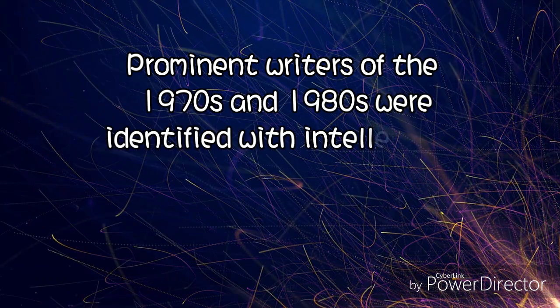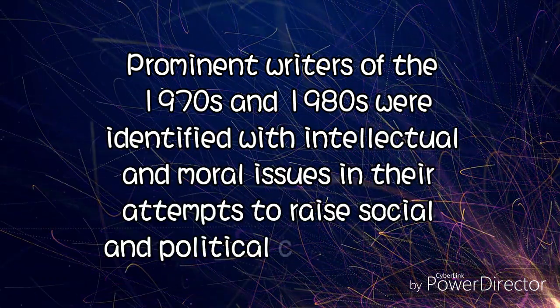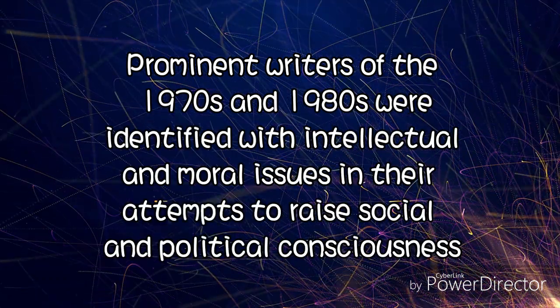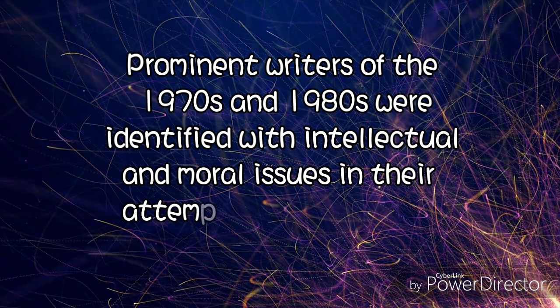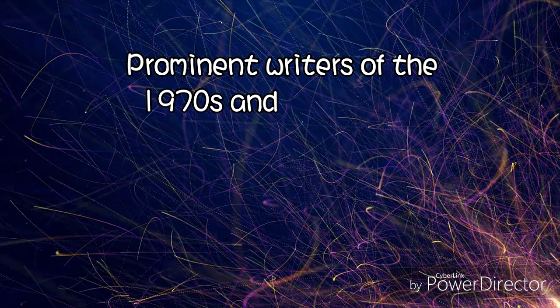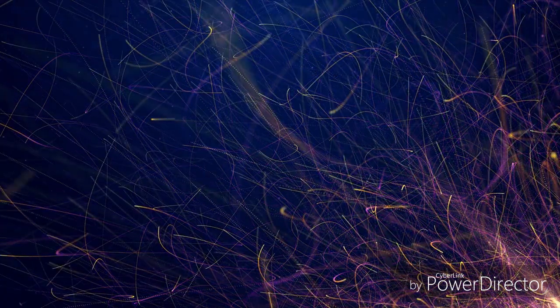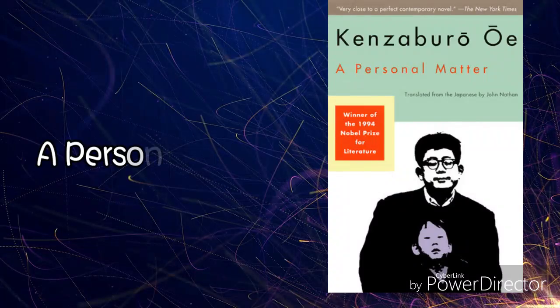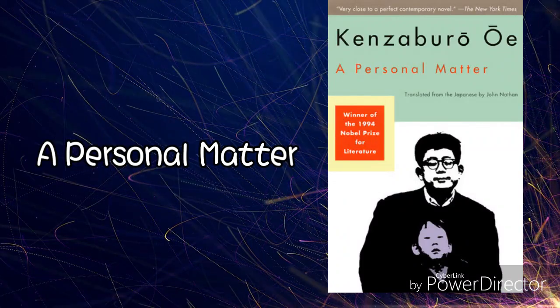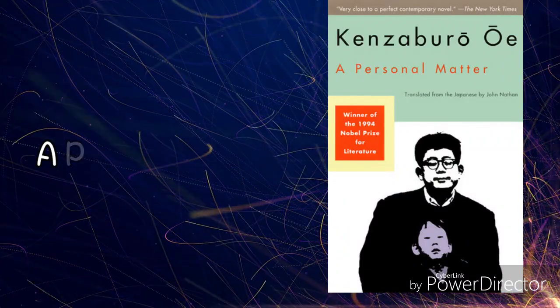Prominent writers of the 1970s and 1980s were identified with intellectual and moral issues in their attempts to raise social and political consciousness. One of them, Oe Kenzaburo, wrote his best-known work, A Personal Matter, and became Japan's second winner of the Nobel Prize for Literature.